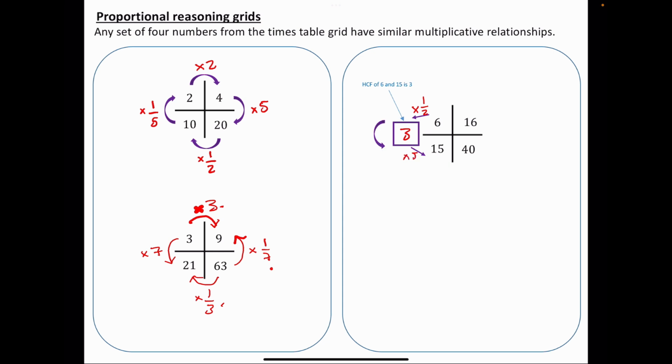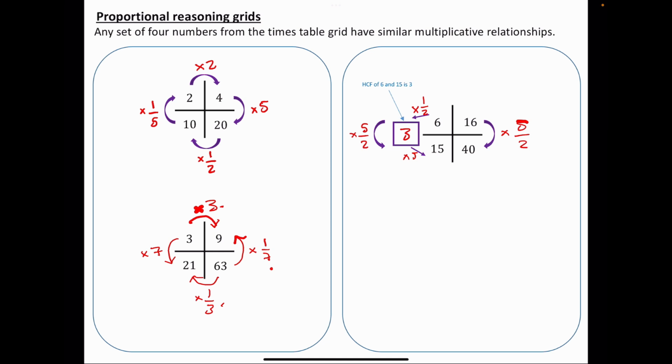So overall, I can combine those two. 5 lots of a half is 5 halves. So that's what I times from 6 to get to 15. I times by 5 halves to get to 15. We can also go from 6 to 16 by using our stepping stone again. And obviously the same to go from 16 to 40 is I'm timesing by 5 over 2.